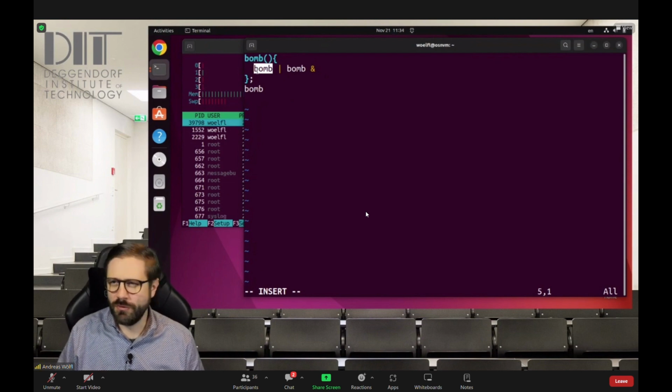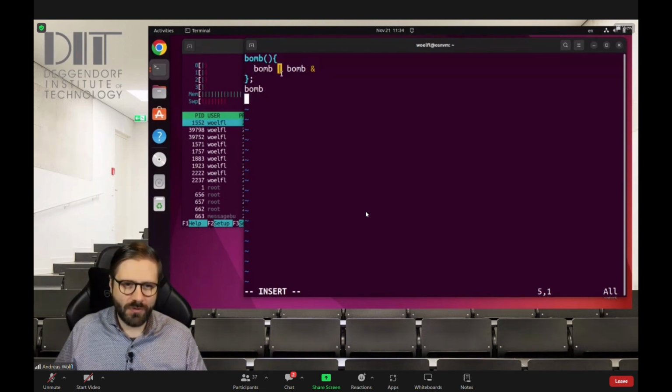I don't know if you talked about recursive functions or recursive methods in programming 1, but if not, a recursive function or a recursive method is a function or method that calls itself. So inside the body of bomb, I invoke bomb, but there's more. I invoke bomb and pipe the output of bomb into another process that executes the function bomb. And what this ampersand sign does is it moves the line into the background.